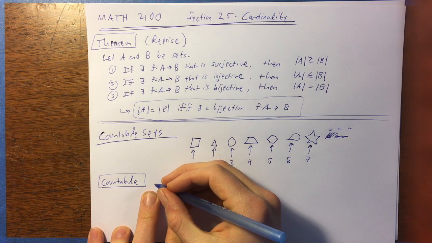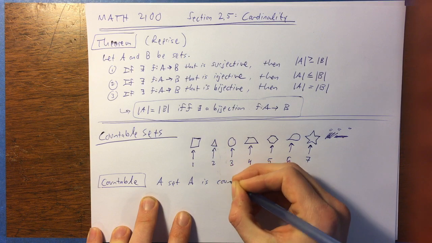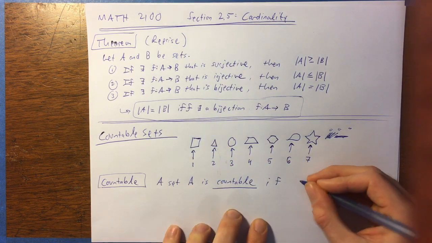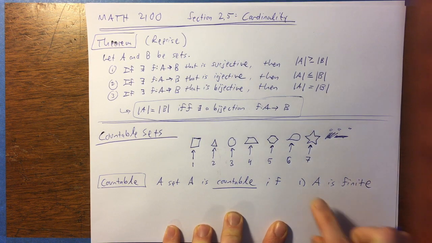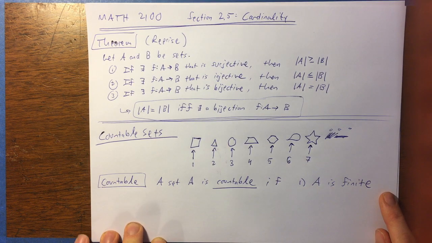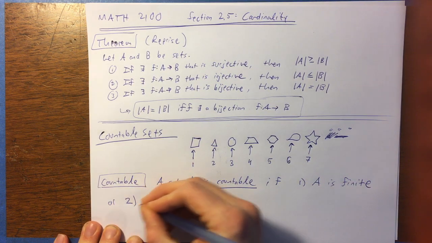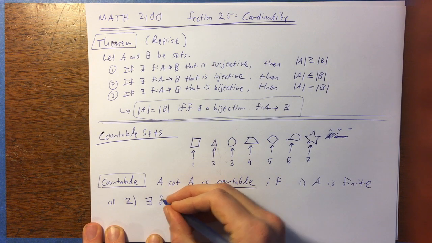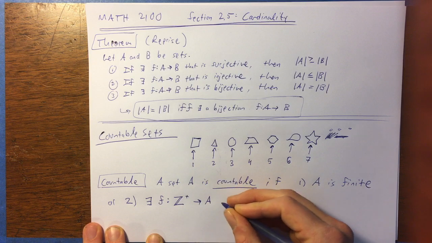So we're going to say that a set A is countable if one of two things happens. One, it's finite. So if its cardinality is a natural number, which is what finite means, then that's countable. Or two, there exists a bijection f from the positive integers to that set A.